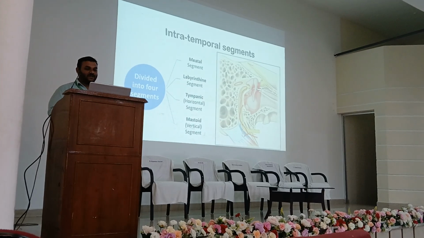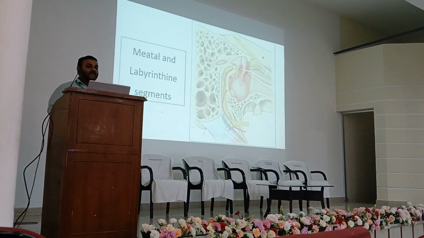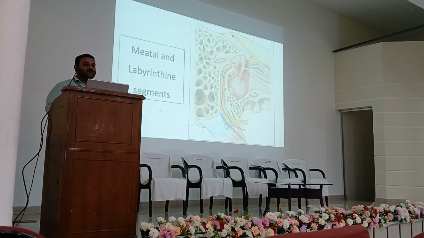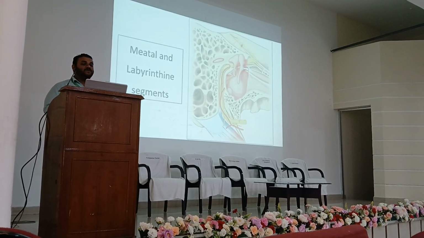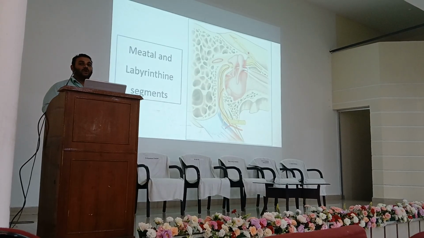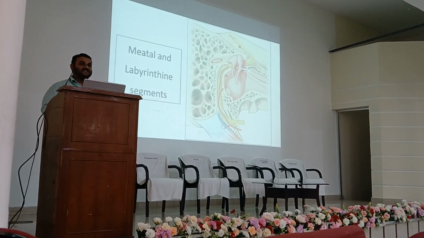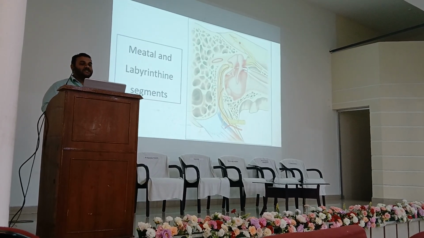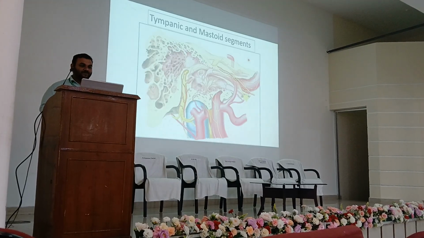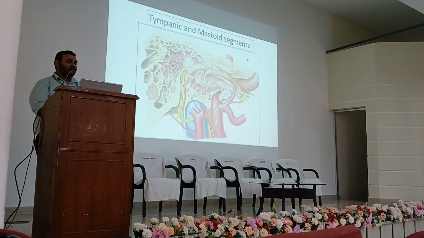Then, intratemporally, the facial nerve is divided into four segments: meatal segment, labyrinthine segment, tympanic segment, and mastoid segment. The meatal segment extends from the opening of the internal acoustic meatus to the fundus of the internal acoustic meatus. The labyrinthine segment is the shortest and narrowest segment. It extends from the fundus of the internal acoustic meatus to the geniculate ganglion. Then the tympanic and mastoid segments.